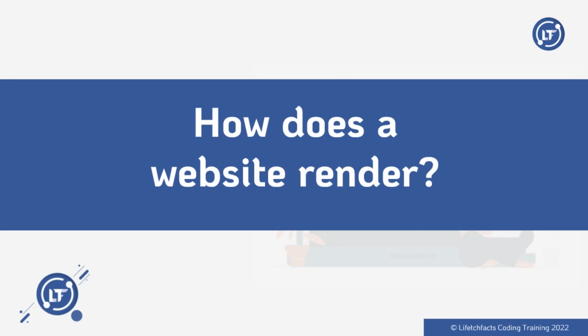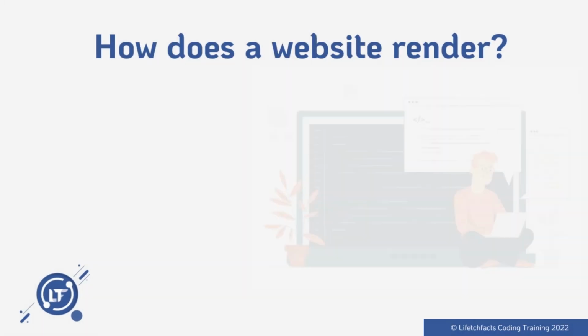And in this particular lesson, we're going to be looking at how does a website actually render. How does a website display everything you see on the screen? I've simplified everything that happens, and I'm going to explain that. So, without wasting time, let's dive in. All right, so how does a website render?